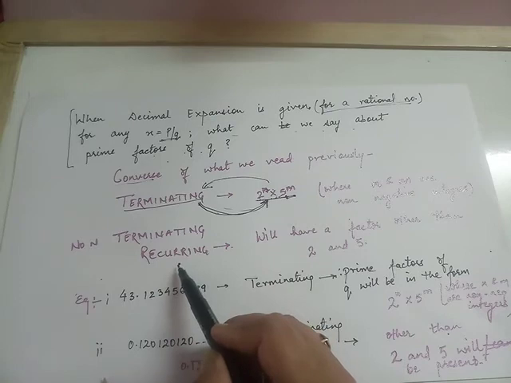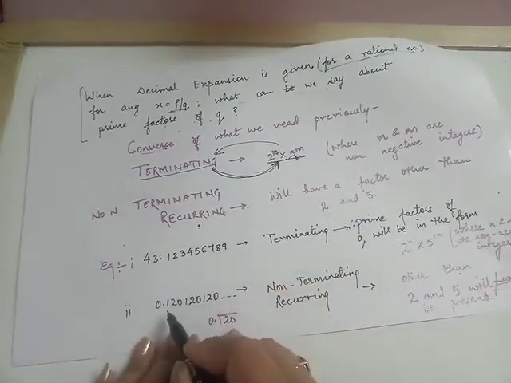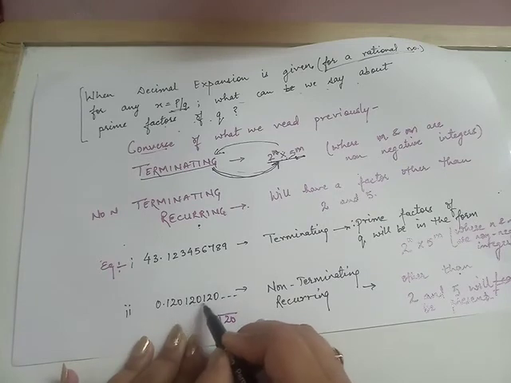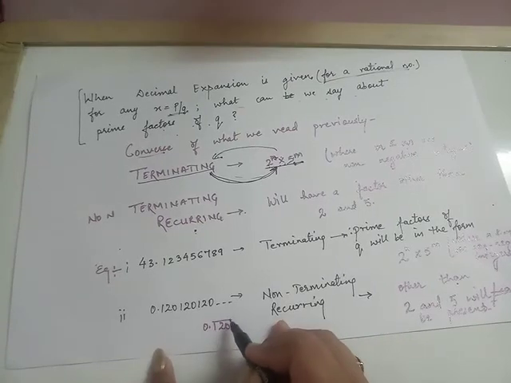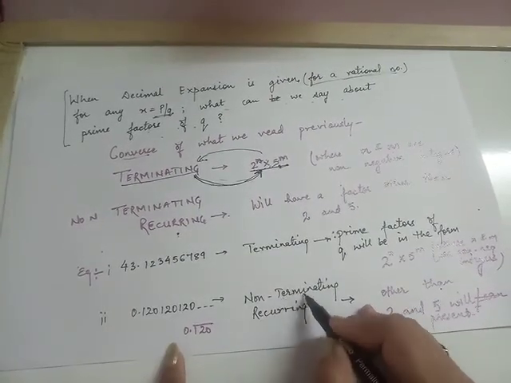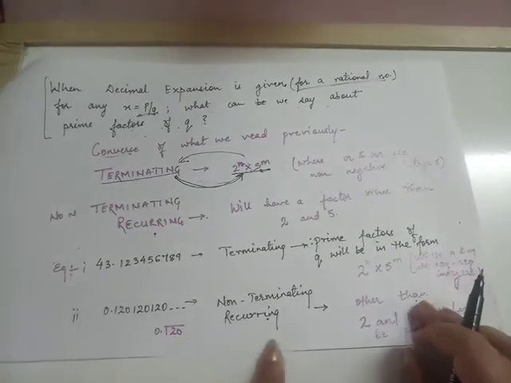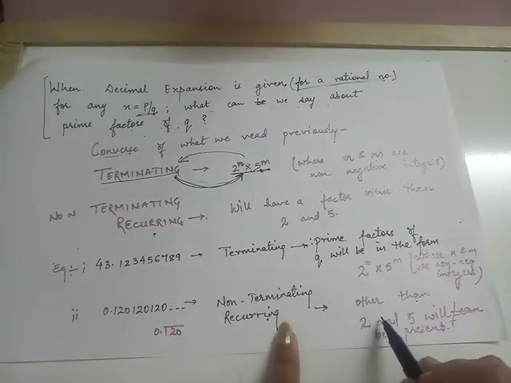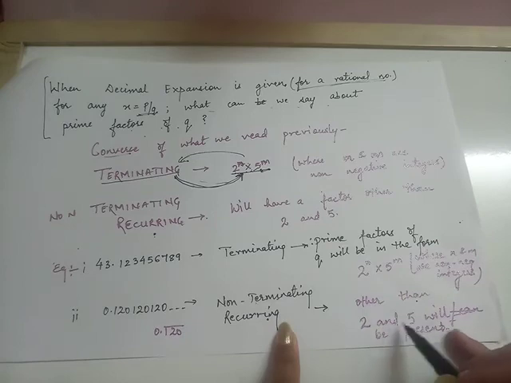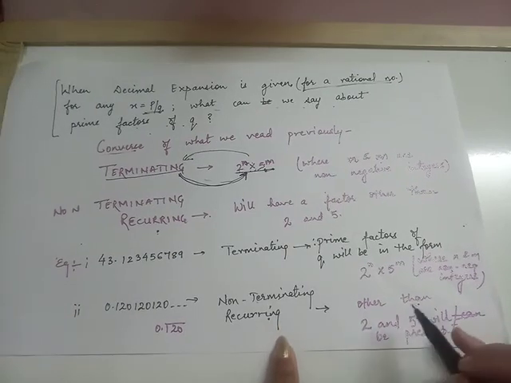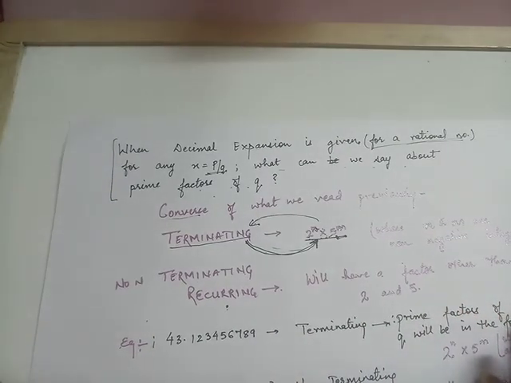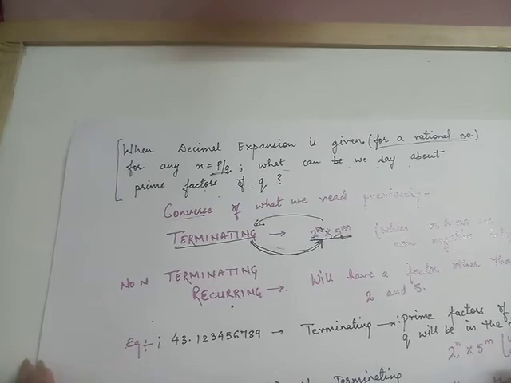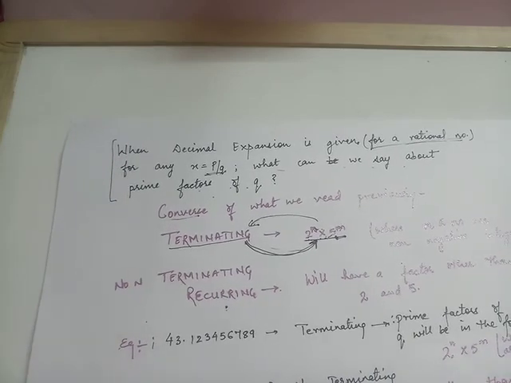अगर आपको ऐसा डेसिमल एक्सपेंशन दिया है, जैसे ये मैंने आपके लिए एक एग्जाम्पल लिया है 0.120120120 and so on, तो you can see it is 0.120 bar, यानी कि नॉन टर्मिनेटिंग रिकरिंग डेसिमल है. So you can see that it will have prime factors other than 2 and 5 in its prime factorization. Okay, so this is how you can find out whether the decimal expansion of a given rational number will be terminating or non-terminating repeating.